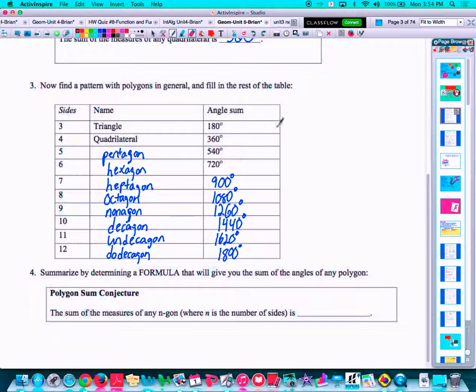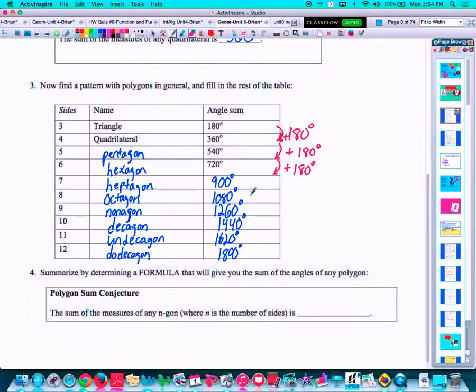Many of you probably noticed that as we increased the sides, we were adding 180 degrees. So we added 180 degrees here, added another 180 degrees, added another 180 degrees. So every time we add a side, we're adding 180 degrees to the total angle sum. All right, well, what sort of relationship is this?